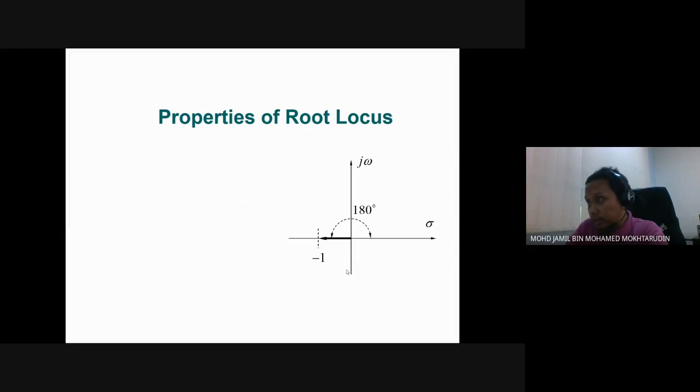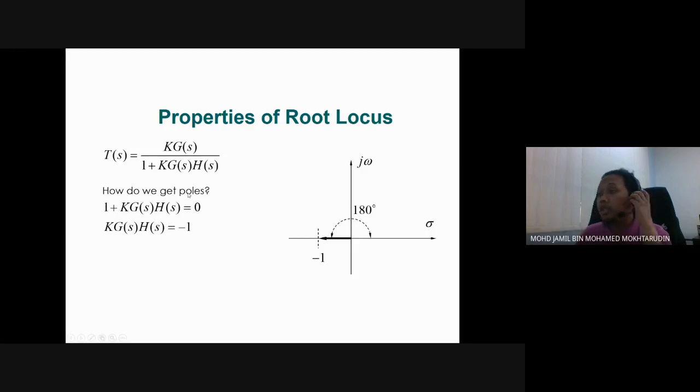There are certain properties of root locus that you need to know. Let's say you are given a closed loop transfer function here. How do you get the poles? You need to look at the denominator and find the value of S when the denominator equals 0. To get the poles, the denominator equals 0. Then you rearrange, and you get K times G times H equals -1. The value -1 is a complex number, even though it doesn't have an imaginary part.